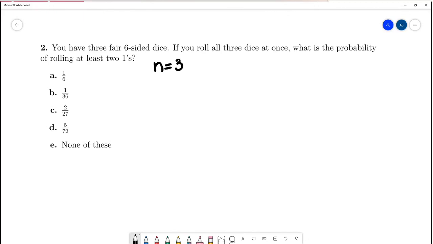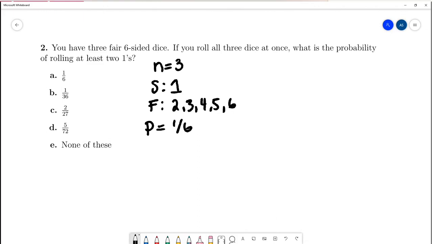There's only 2 possible outcomes: a success, which will be rolling a 1, or a failure, which will be rolling any of the other numbers, 2, 3, 4, 5, or 6. The probability of a success is going to be the same for each trial or each die. So the probability that we roll a 1, we label that as P, is 1 out of 6, and that's the same for each die because each die is a fair 6-sided die.